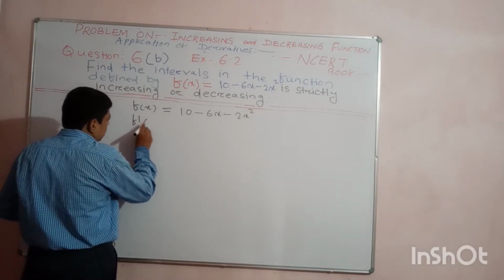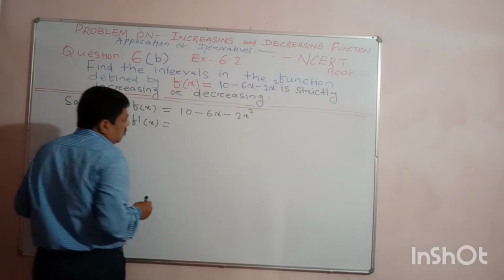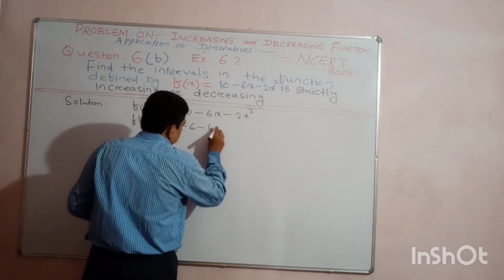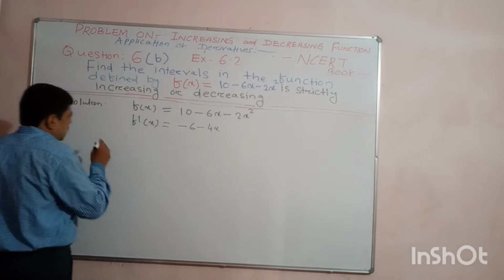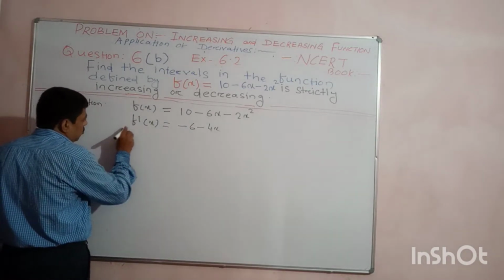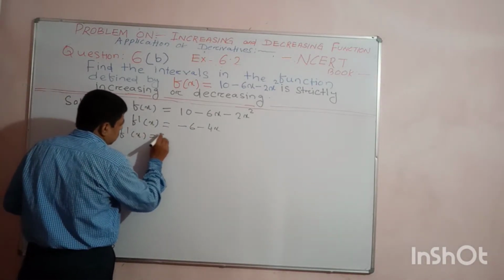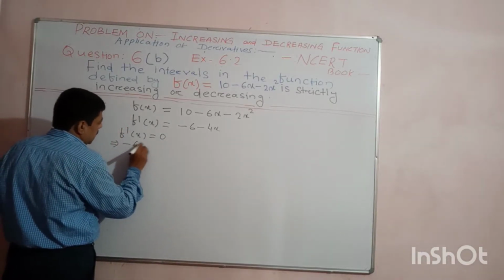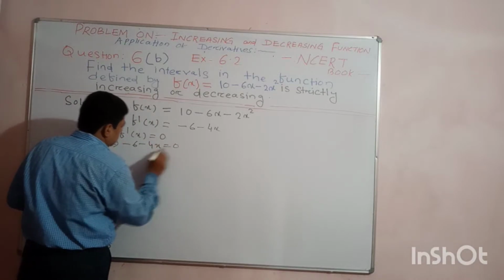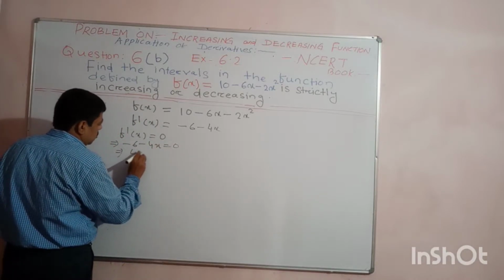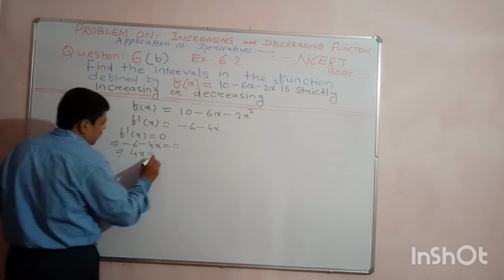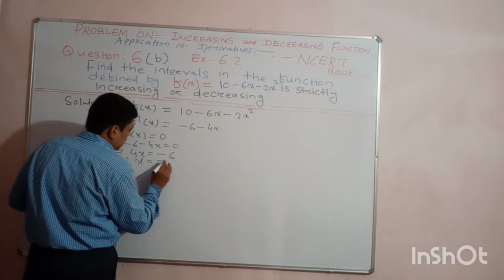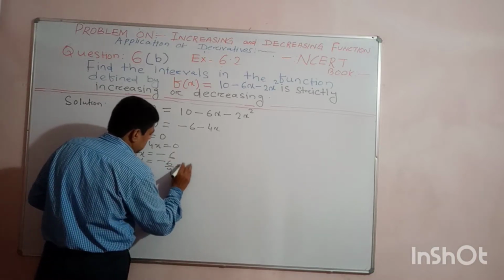The derivative of the function is f'(x) = -6 - 4x. Now let us equate f'(x) to 0. That implies -6 - 4x = 0, that implies 4x = -6, and x = -6/4, or -3/2.